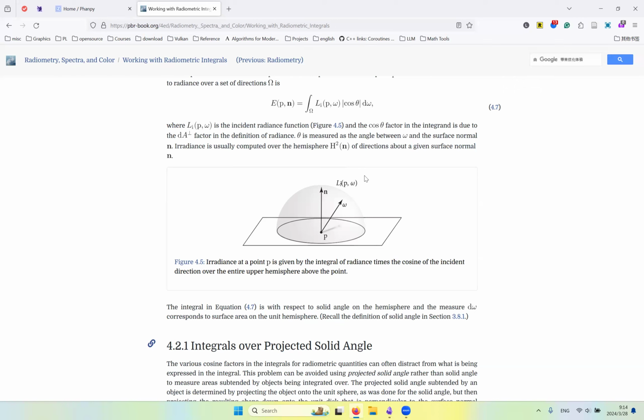So for irradiance we need to integrate. Yeah, in figure 4.a, irradiance at point P is the integral of radiance times the cosine of the incident direction. So it's kind of taking out the hemisphere. It's over the entire hemisphere, so it's effectively removing the incoming direction, in just all directions. Okay.